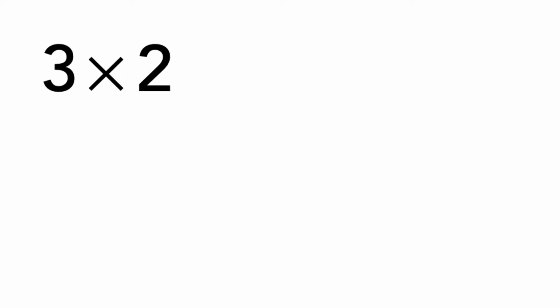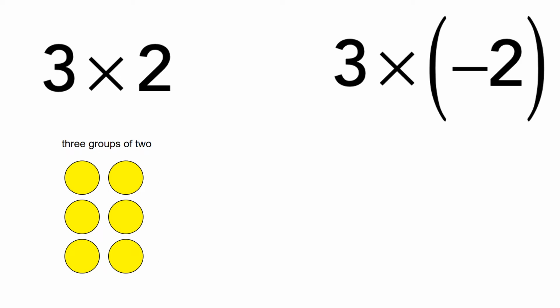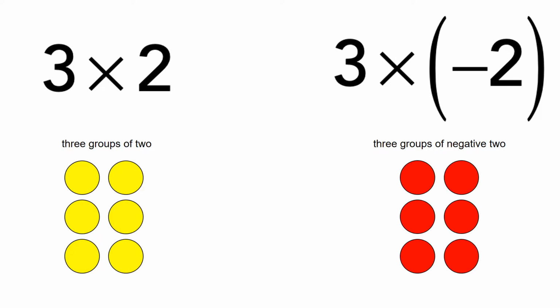So straight to it. 3 times 2 is the same as 3 groups of 2. Using these 2 colour counters, there is my 3 groups of 2. Introducing negative numbers, so we're building from something that should be familiar to all the young people. 3 times 2. We're now looking at 3 times negative 2, so that's the same as 3 groups of negative 2, and that's what 3 groups of negative 2 would look like. So that in itself seems and feels hopefully fairly straightforward.